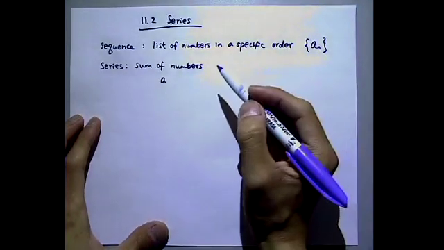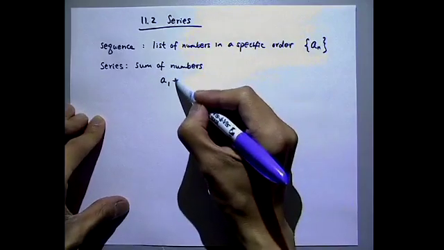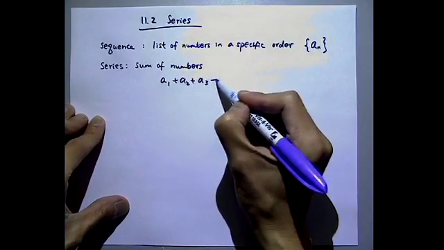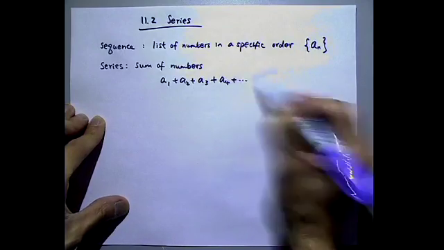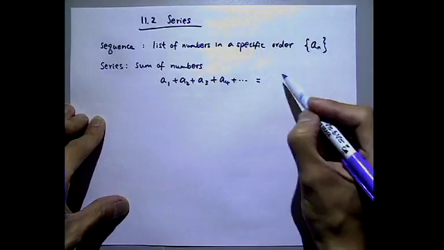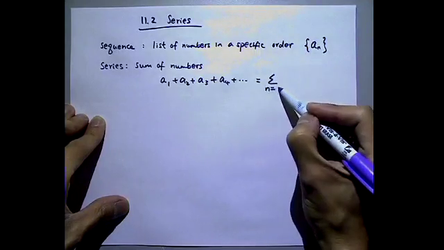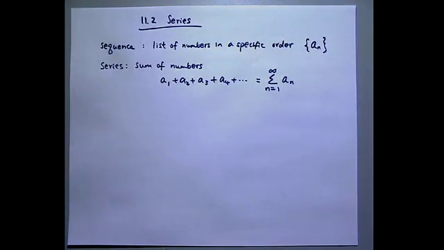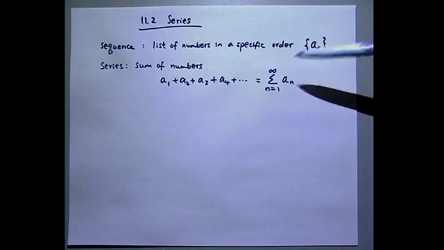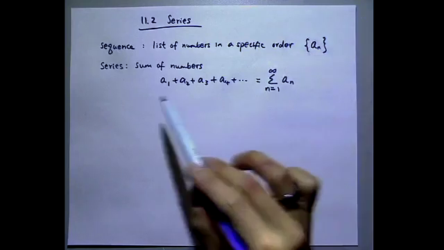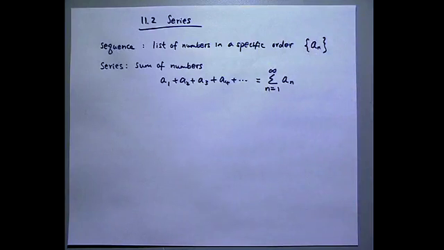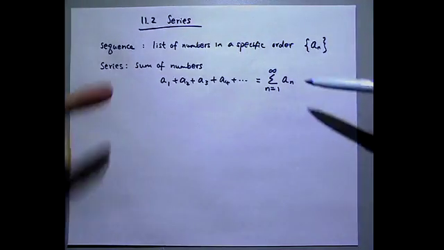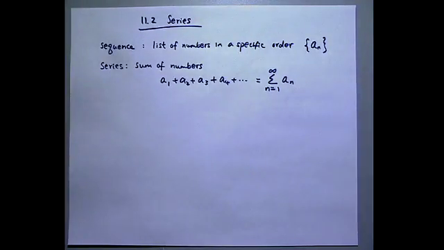So for example, a series might look like a1 plus a2 plus a3 plus a4 plus ..., right? And very often we see this written in summation notation. We'll be dealing with infinite series, so the series doesn't end. We're adding up infinitely many numbers, kind of like an infinite sequence with a very long list. We're just adding them up together. So that's how these things are similar, but at the same time fundamentally different.